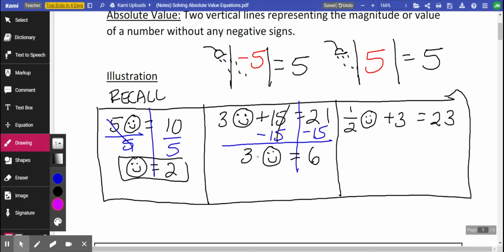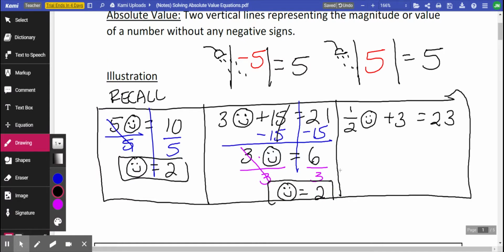Then on the next step, I want to get rid of the 3 now. It's in the way. 3 is multiplied by the happy face. Even though they don't put the dot there, assume that the dot is there. It's multiplication. So therefore, to get rid of it, we have to divide. Whatever I do to one side, I have to do to the other side. So therefore, my final answer for this, happy face, is equal to 2.